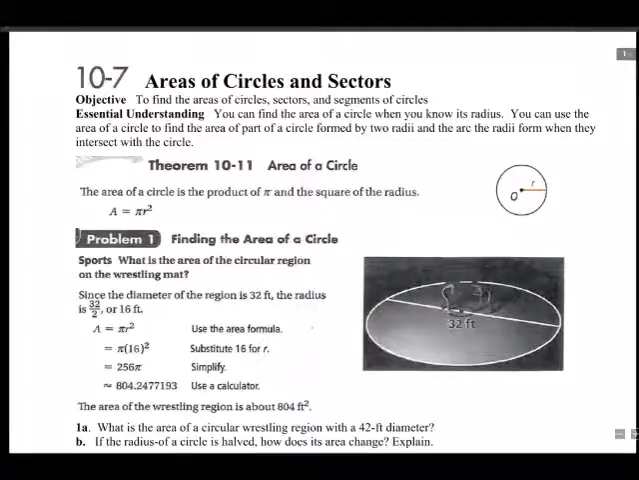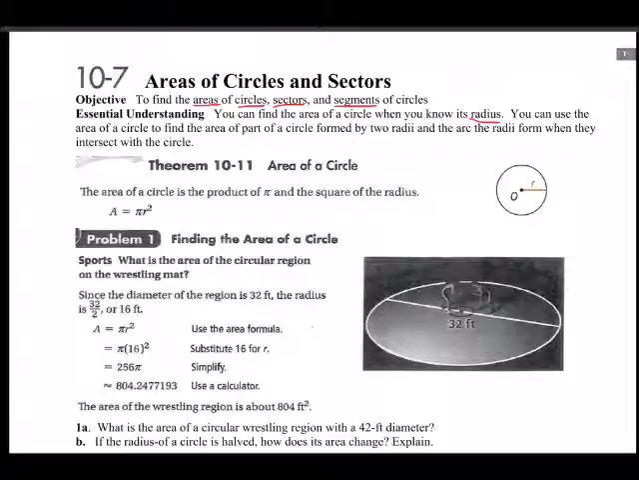10.7 Areas of circles and sectors. The objective in this lesson is to find the area of circles, sectors, and segments of those circles. So if you remember, we find the area by the radius. And then we are going to use a fraction of that area to find sectors. And then you'll see how we do segments.